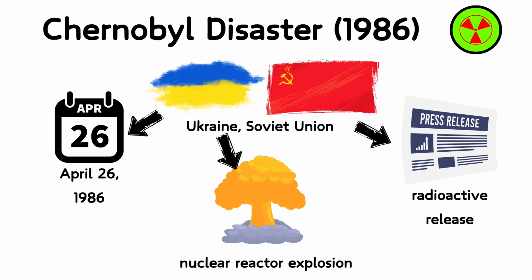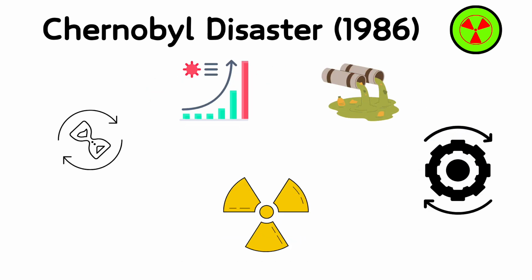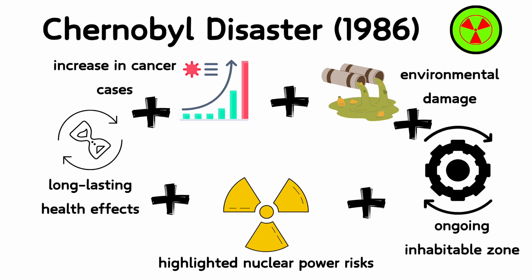The radiation spread over large areas of Europe. People living near the plant were quickly moved away, but the initial exposure had long-lasting health effects, including an increase in cancer cases. The environment around the plant was also heavily damaged.